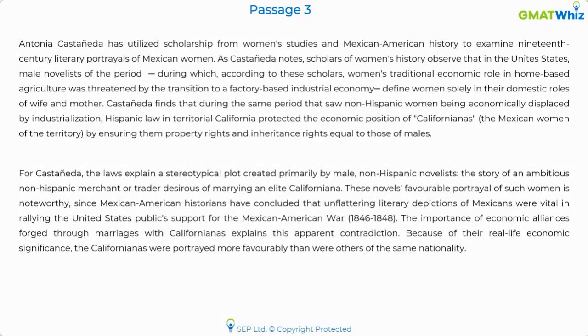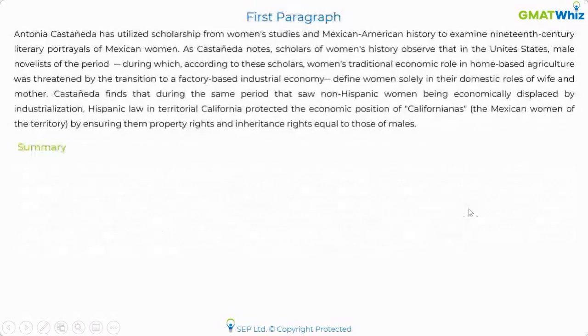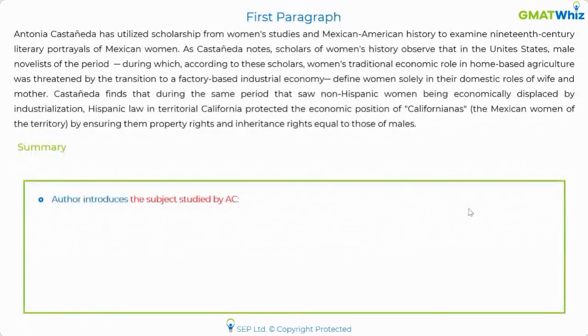Okay, I'm going to end the poll now, guys. 10% of you marked A, 15% B, 15% C, 40% D, and 20% E. Okay. Let's quickly analyze the passage. So here's the first paragraph. Now the summary of the first paragraph is here.